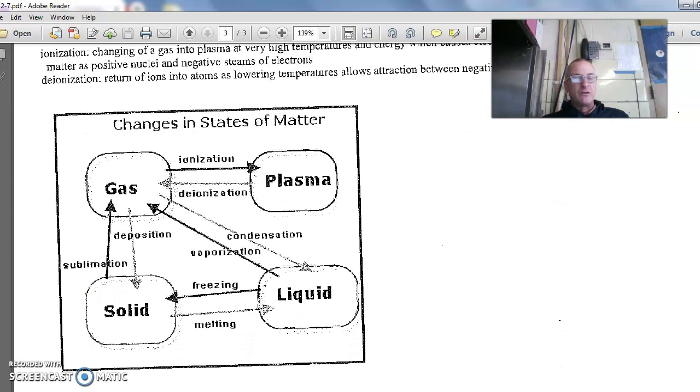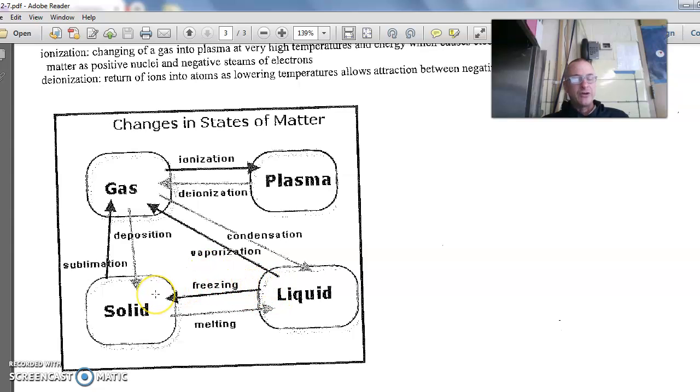Here is a little chart summarizing all those different changes. Again, a gas going directly to a solid is called deposition. A solid going directly to a gas is called sublimation. A gas going to plasma is called ionization. A plasma going back to a gas is called deionization energy. A gas going to the liquid state is called condensation. A liquid going to gas state is called vaporization.